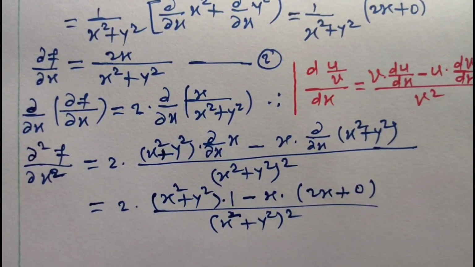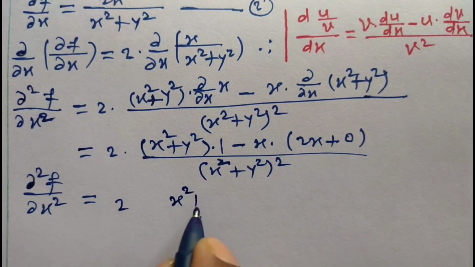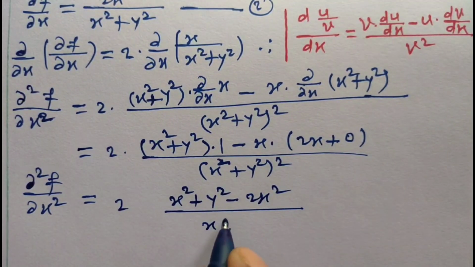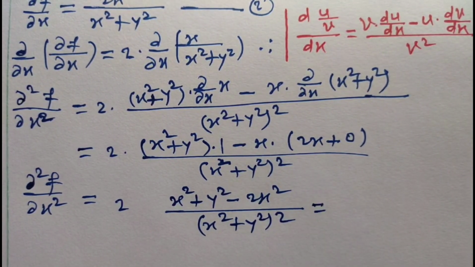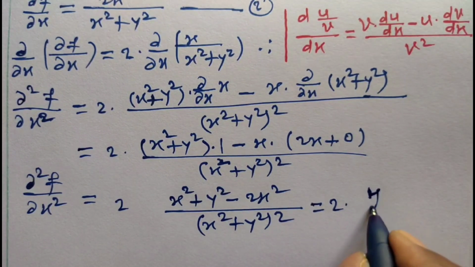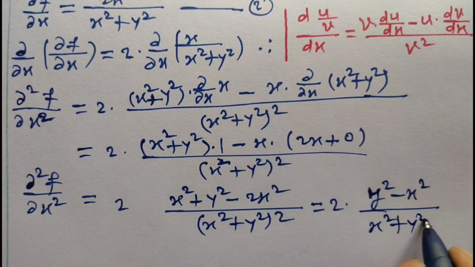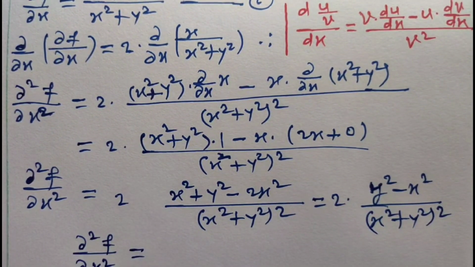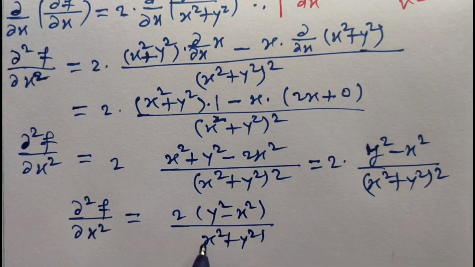Hence ∂²f/∂x² is equal to 2 into (x² + y²) minus 2x², divided by (x² + y²) square of this, and this is equal to 2 times (y² − x²) divided by (x² + y²) its square. Hence ∂²f/∂x² is equal to 2 times (y² − x²) divided by (x² + y²) its square. And consider this result number 3.